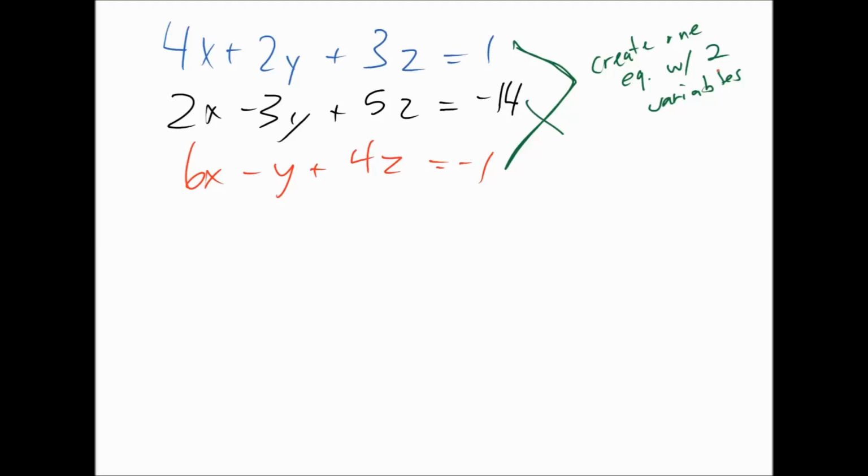Then we're going to need to take another two, okay, maybe these two this time. We'll create another equation with the same two variables. And we're going to do this in the same way as we did in 3.1. We're going to multiply across to eliminate or substitute. So let's go ahead and write this one down. So we get 4x plus 2y plus 3z equals 1, 6x minus y plus 4z equals negative 1. So we'll write that here.